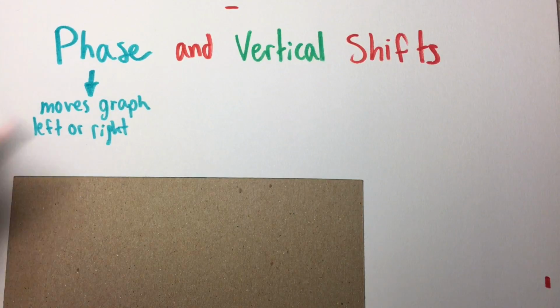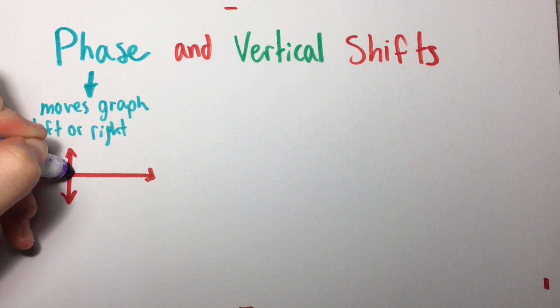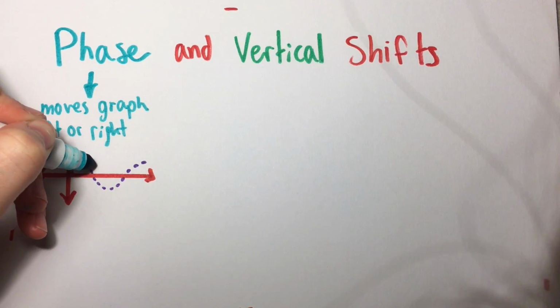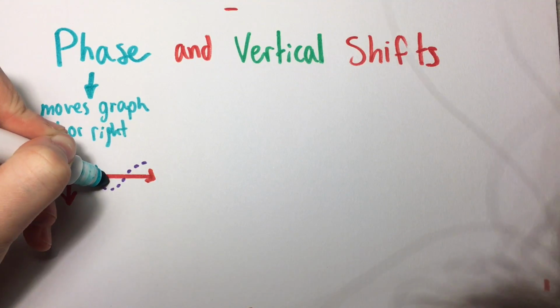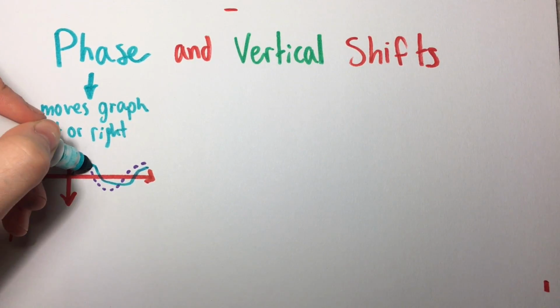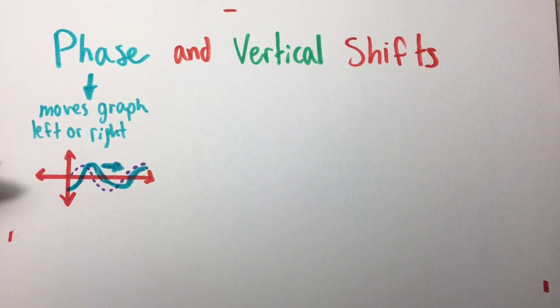Well, let's see. So here in this graph, the dotted line represents the parent function or the parent graph, so what the graph would look like without the shift. And the blue line represents what it looks like with the shift. As you can see, it has been shifted to the right. Now let's look at how we would describe a phase shift in our equation.